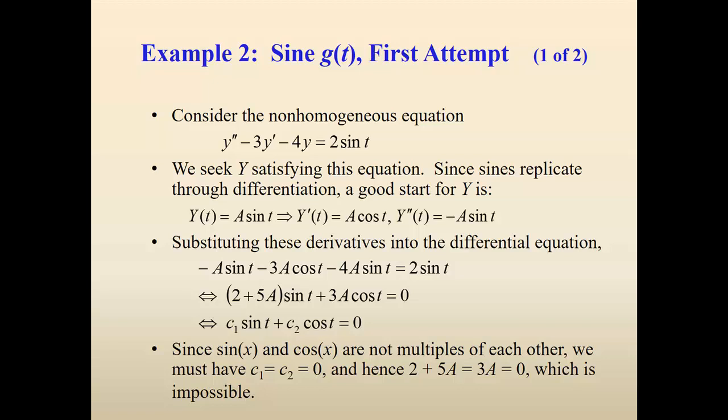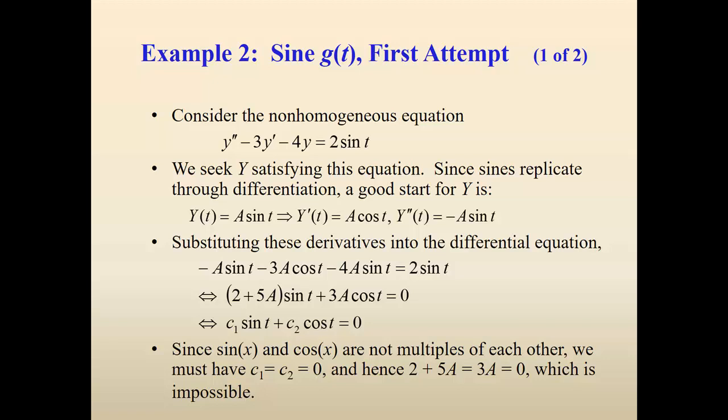Next, let's look at a different g of t. We started off with exponentials. Let's go to a different type, like say sine. Well, we still have the same complementary solution. Remember, that's yc is equal to c1 e to the negative t plus c2 e to the 4t.